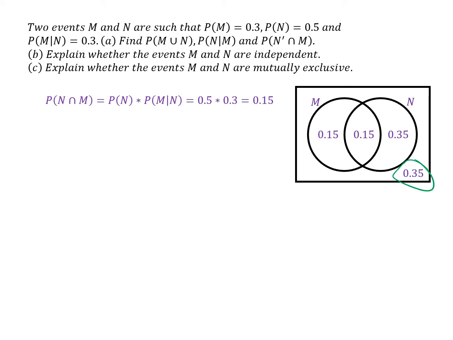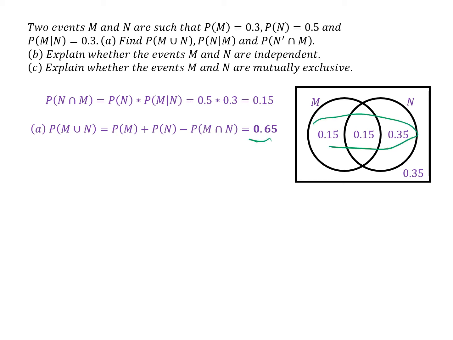Okay, so now we can set about answering the questions. Question A to begin with. Let's find the probability of M or N. Probability of M or N is the probability of M plus the probability of N minus the probability of M and N. So that's 0.65. We could do that another way. We could simply add these three numbers together.